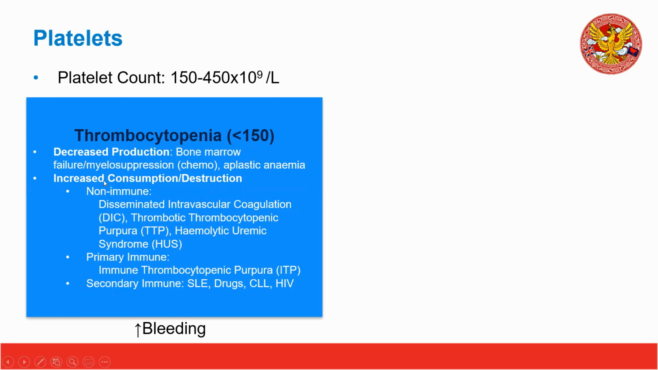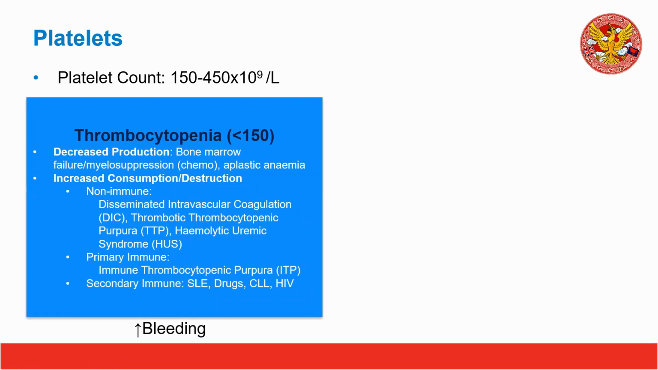And then you want to also think about your increased consumption or the destruction of platelets. And I categorize it here as looking at immune and non-immune causes. I know it's quite a mouthful to take here. So essentially what I want you to take home from the non-immune causes, such as disseminated intravascular coagulation, thrombotic thrombocytopenic purpura, and hemolytic uremic syndrome.